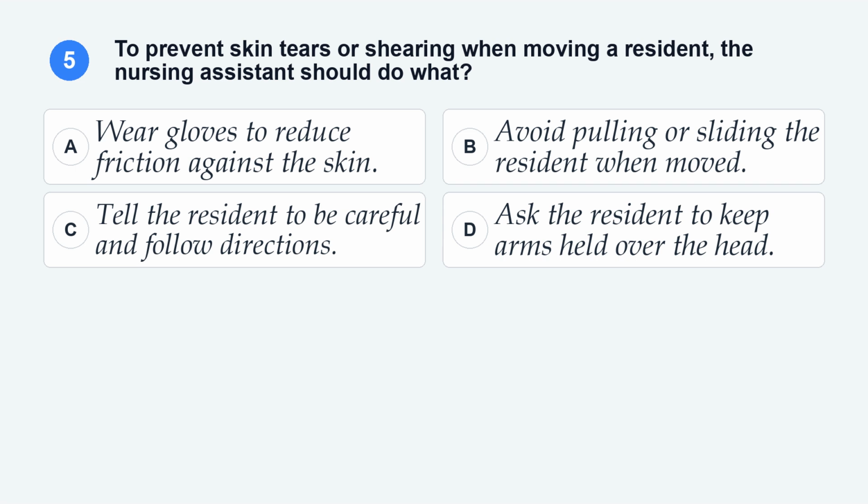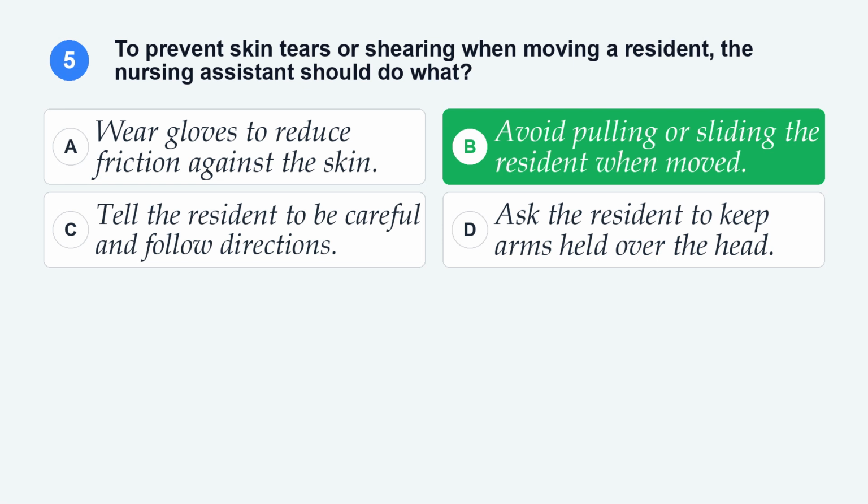Option A. Wear gloves to reduce friction against the skin. Option B. Avoid pulling or sliding the resident when moved. Option C. Tell the resident to be careful and follow directions. Option D. Ask the resident to keep arms held over the head.